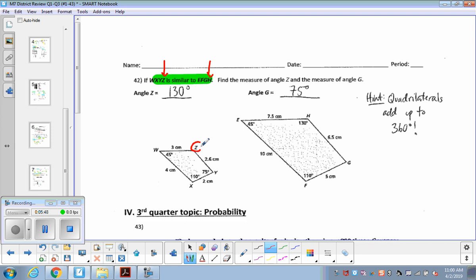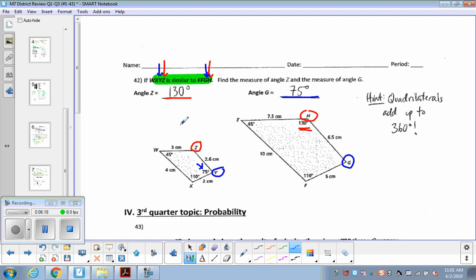So if we have that Z and H are in the same spot, and we know that H is 130, I can immediately say that angle Z has to be the 130. Same thing over here for angle G. Which one does it correspond to? Well, angle G is in the third spot, and Y is in the third spot. So G and Y correspond. And if Y is 75, then that means G also has to be 75 degrees.